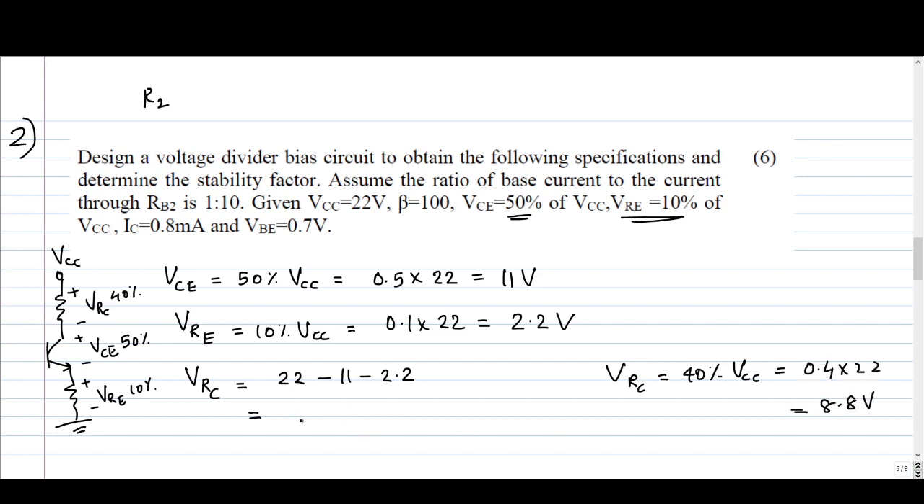So if you do like this also you will get 8.8 volt. Okay, either way you will get the value of VRC. So once you get the value of VRC, you can easily find RC, because if you apply Ohm's law across the resistance RC, voltage drop across RC is VRC and current flowing through RC is IC. So RC is nothing but voltage across that divided by current flowing through the resistance.